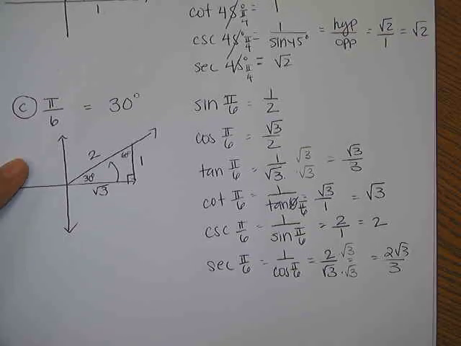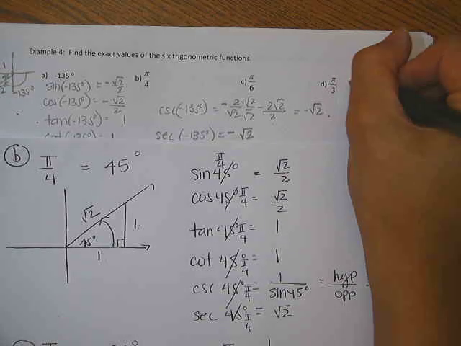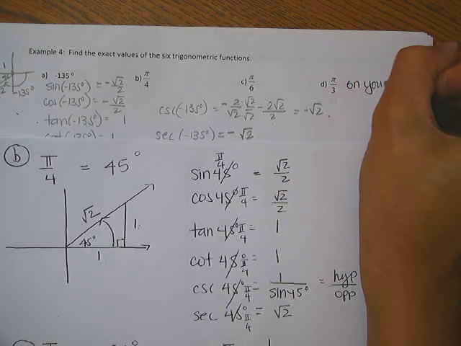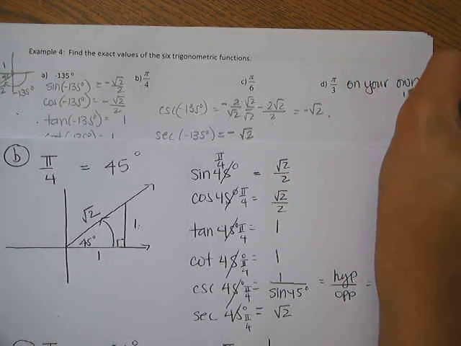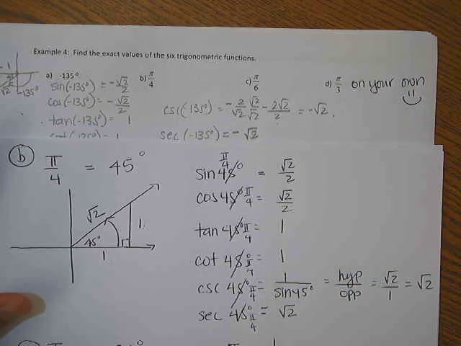All right, now for particularly D, I'm going to ask you to do this on your own. So when I check these next time, please have it all completed. All 6 of them. And this is the end of our notes.